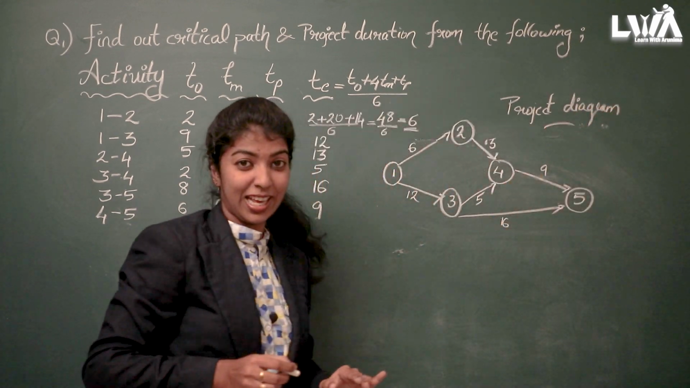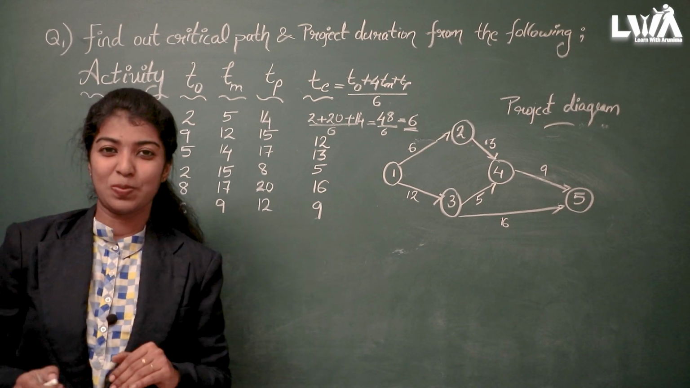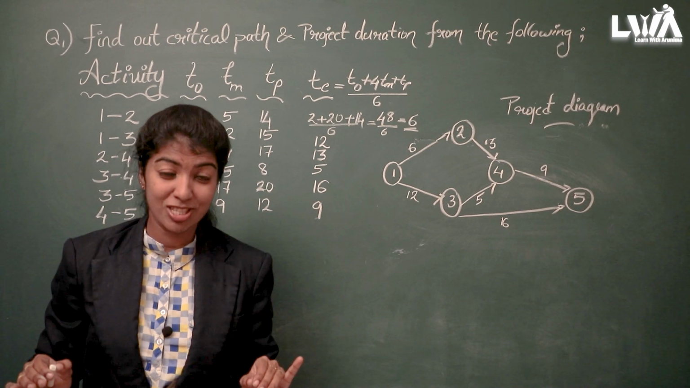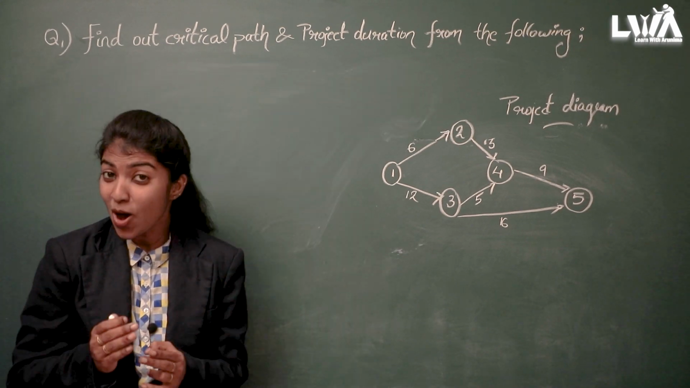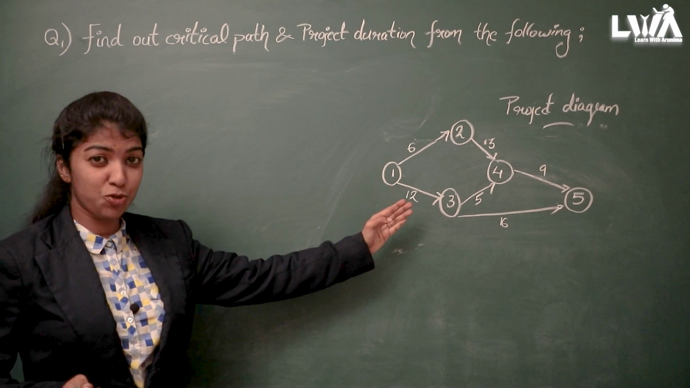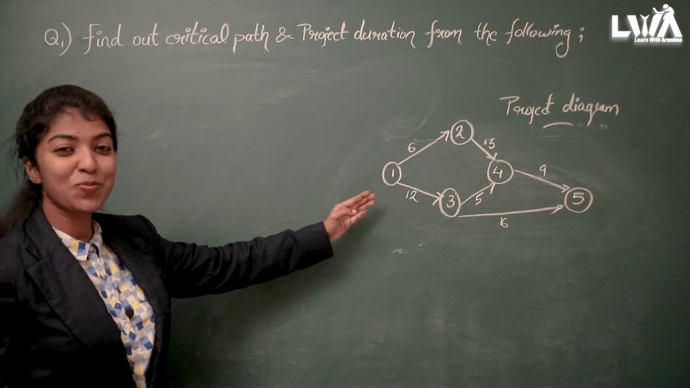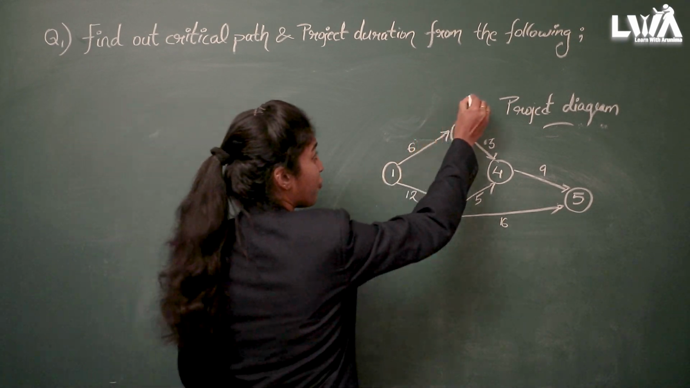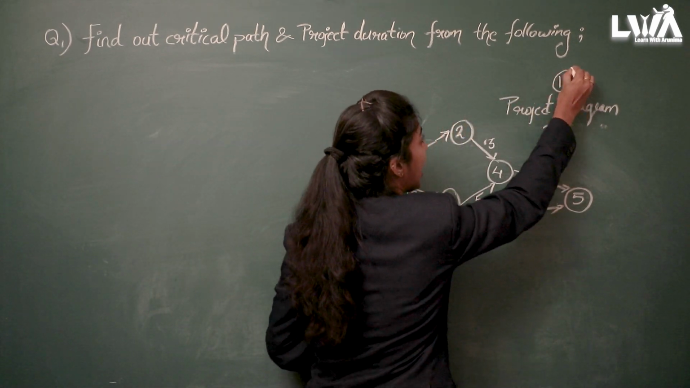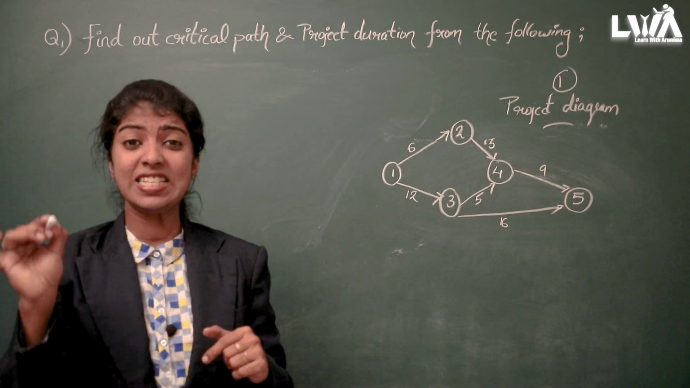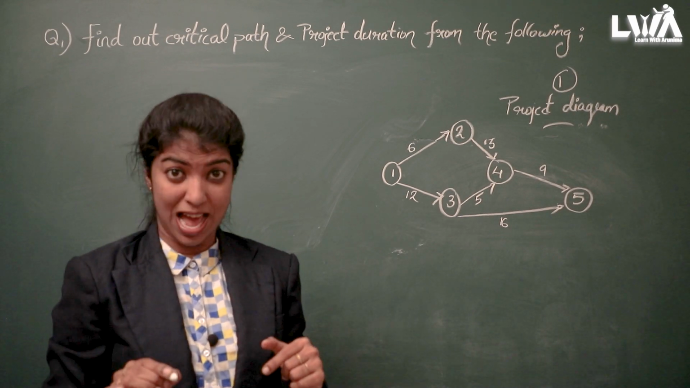This is the project diagram. Okay. Next step is we have to find the TE and TL values. Now, by analyzing this project diagram, we can do the other part of this problem. The first step we had found is the project diagram. The next step is we have to find the TE and TL values.